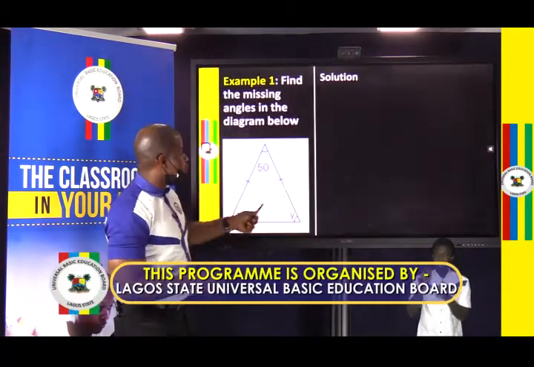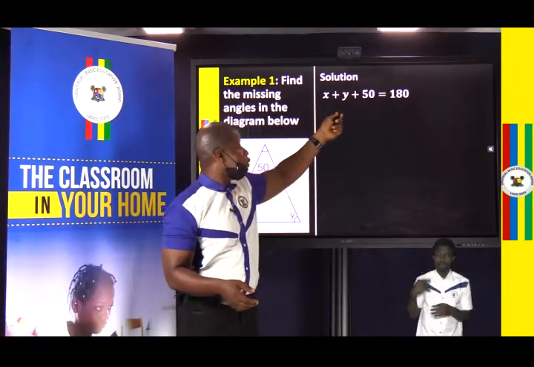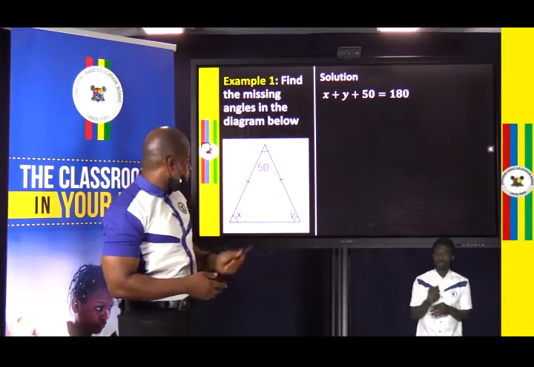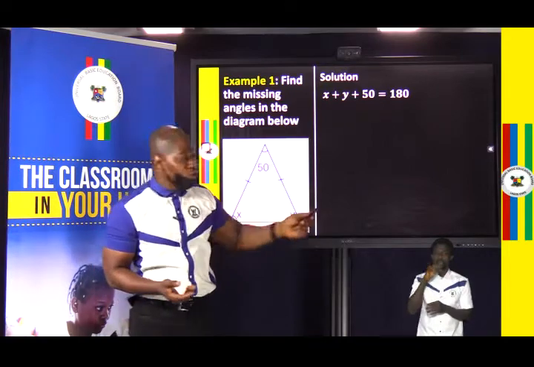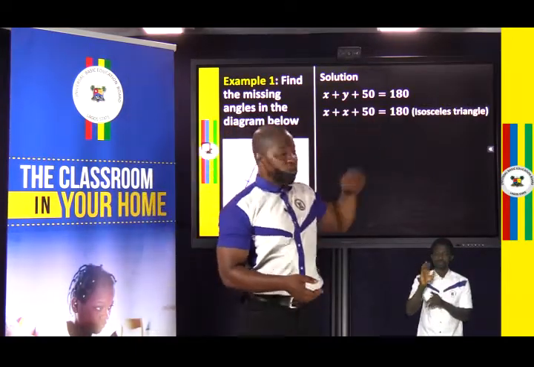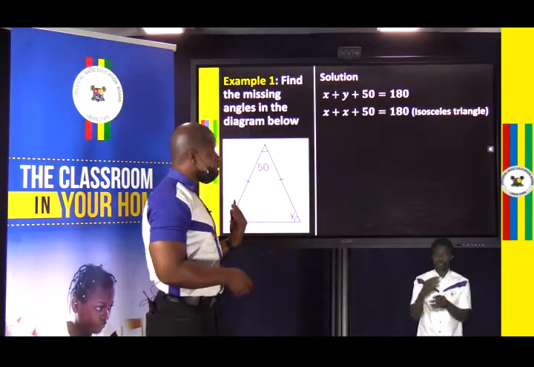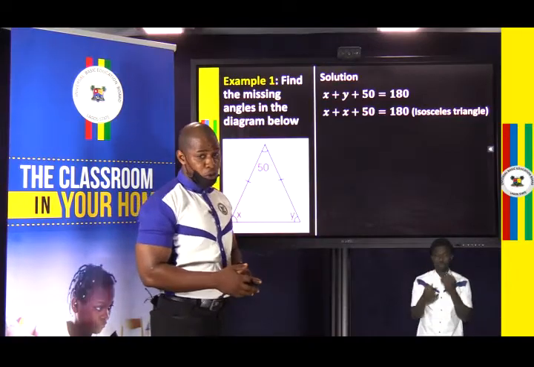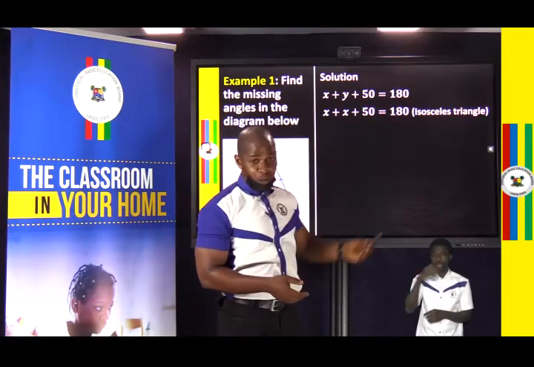Now, keeping that at the back of our mind, we write it as an equation. X plus Y plus 50 must give us 180 degrees. But we know that X and Y are equal, so instead of writing X plus Y, we can just write X plus X plus 50 equals 180 degrees, because this is the same thing as X and this is also the same thing as Y. So we can use Y for both of them or X for both of them. So X and another X and 50, everything must add up to 180.